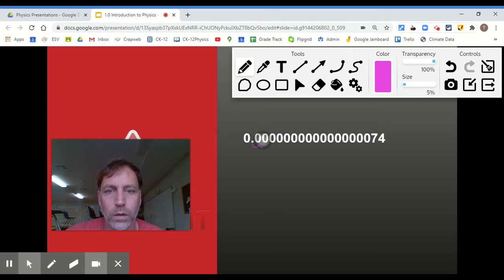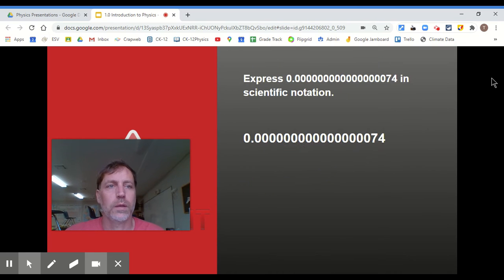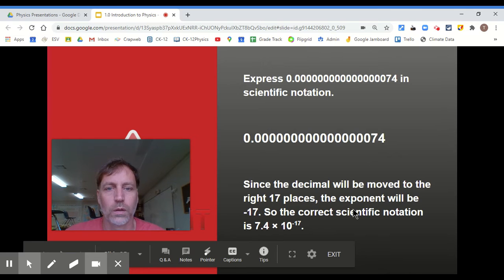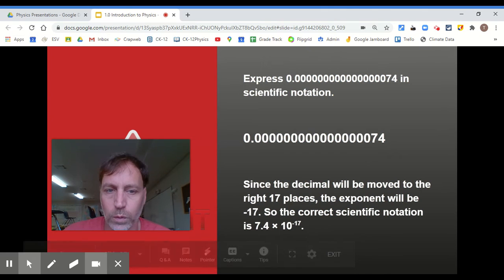So we'll go 1, 2, 3, 4, 5, 6, 7, 8, 9, 10, 11, 12, 13, 14, 15, 16, 17. So we move this 74. So this is going to be 7.4 times 10 to the negative 17 because it's a very small number, moving to the right. Okay, so that's what that would be. And 10 to the negative 17, so we moved it to the left.